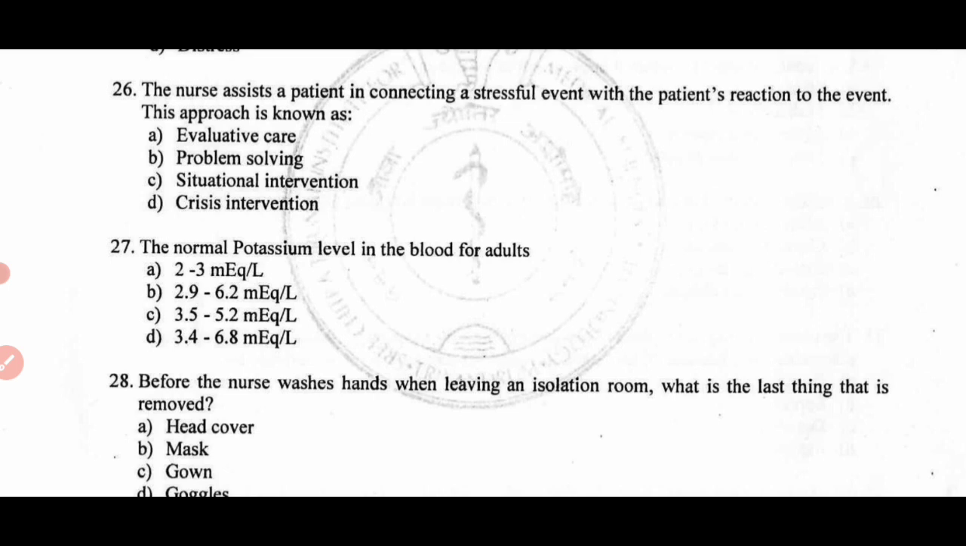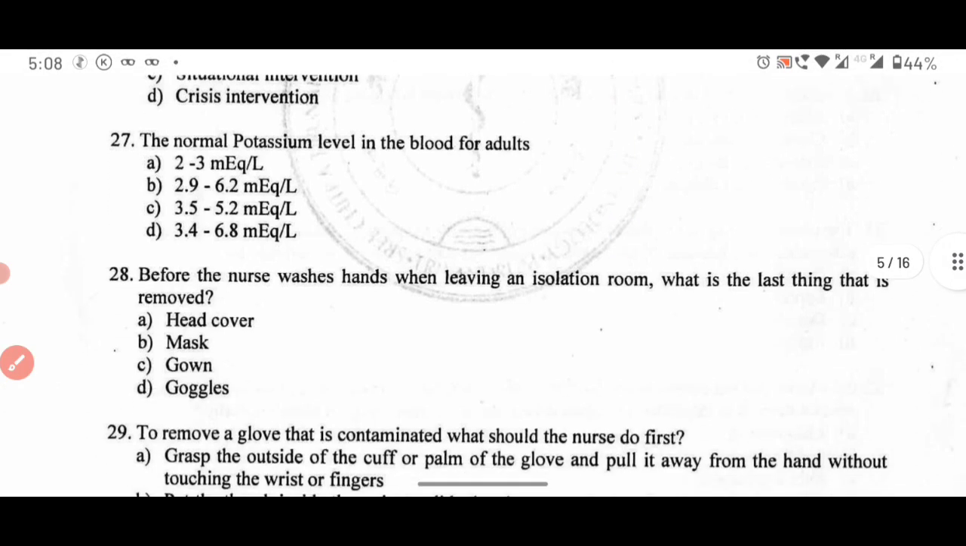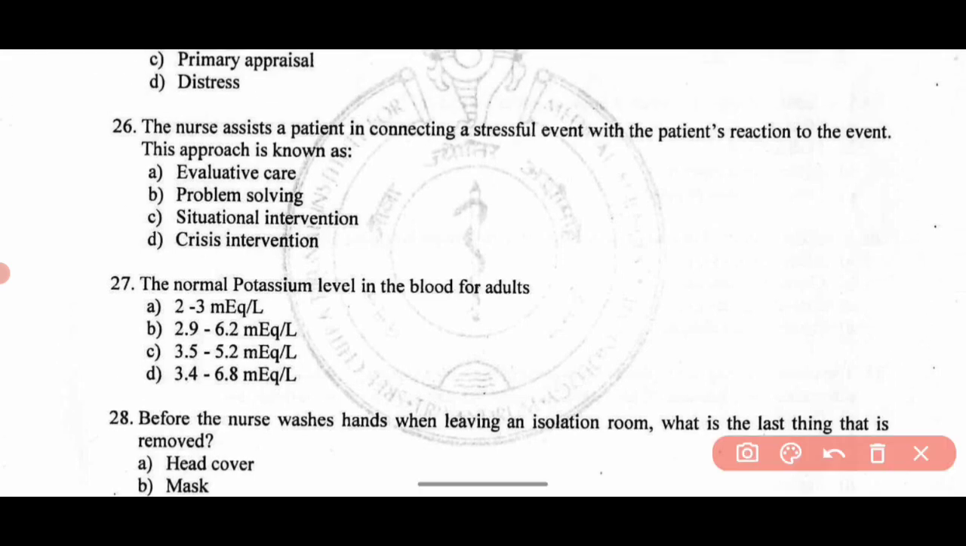So the question is, the nurse assists a patient in connecting the stressful event with the patient reaction is known as. So here a nurse is helping the patient to connect the stressful event and the patient reaction to the event. These are all the keywords. The patient would have undergone some stressful event and the nurse is helping to connect the stressful event to the patient reaction to that event.